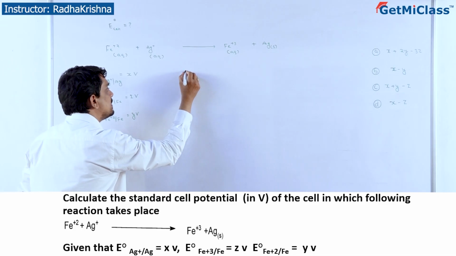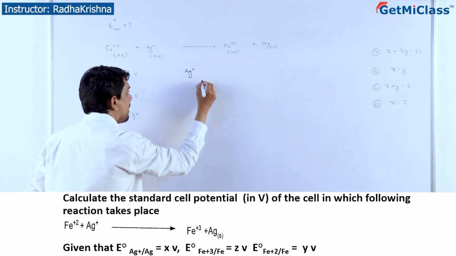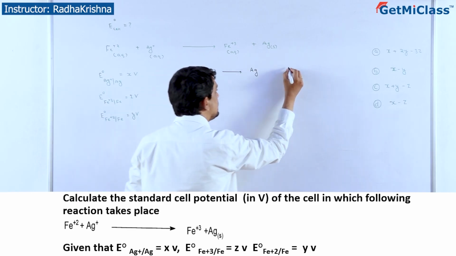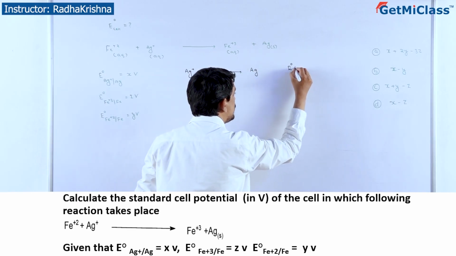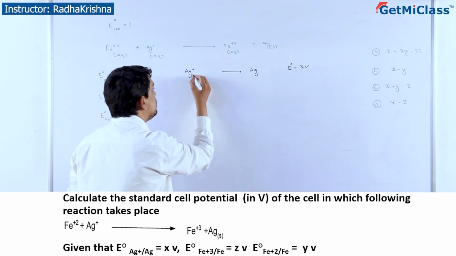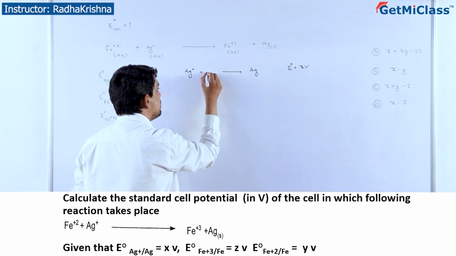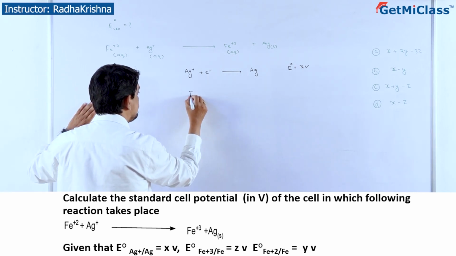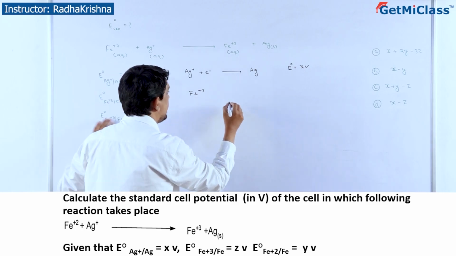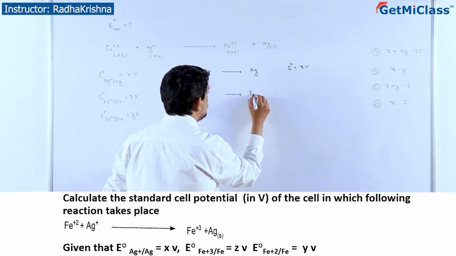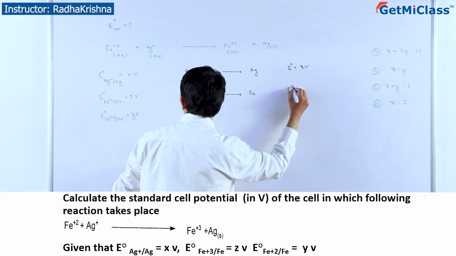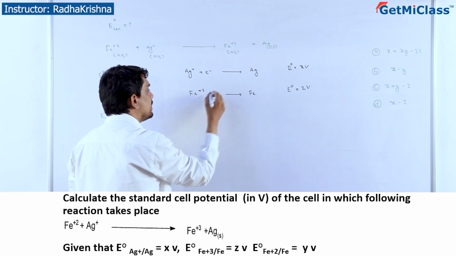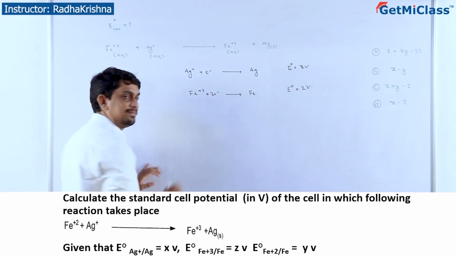Let me elaborate this. Ag plus becomes Ag. Its standard electrode potential value is X volt. Plus 1 becomes 0, so one electron, right? Here Fe plus 3 becomes Fe. Standard electrode potential is Z volt. Plus 3 to 0, so minus 3 should be there.